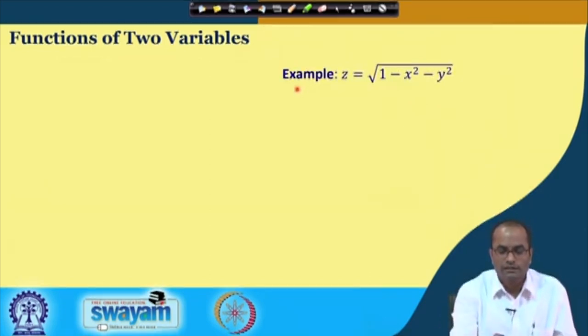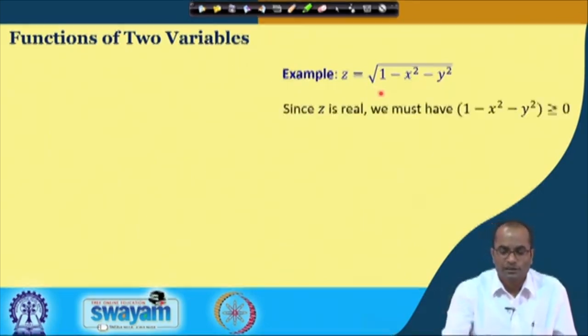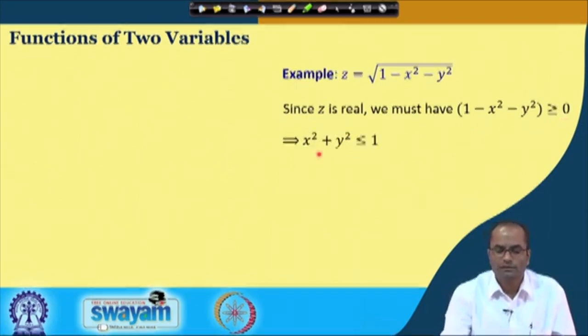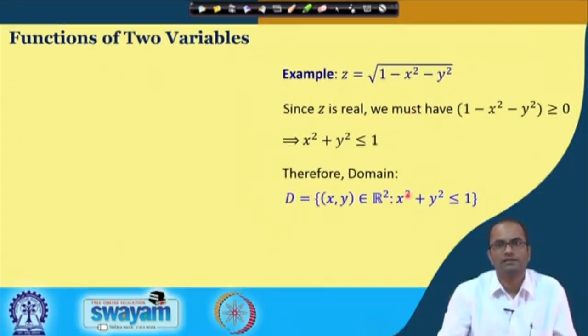Now let us consider this example: z is equal to square root of 1 minus x square minus y square. Since z is real, the argument 1 minus x square minus y square must be greater than or equal to 0, and this implies that x square plus y square must be less than or equal to 1. Therefore we get this domain D, which contains all the points in R 2, that is, both real, in the xy plane where x square plus y square is less than or equal to 1. So this is a circular disk in the xy plane, which forms the domain for this function z is equal to square root of 1 minus x square minus y square.